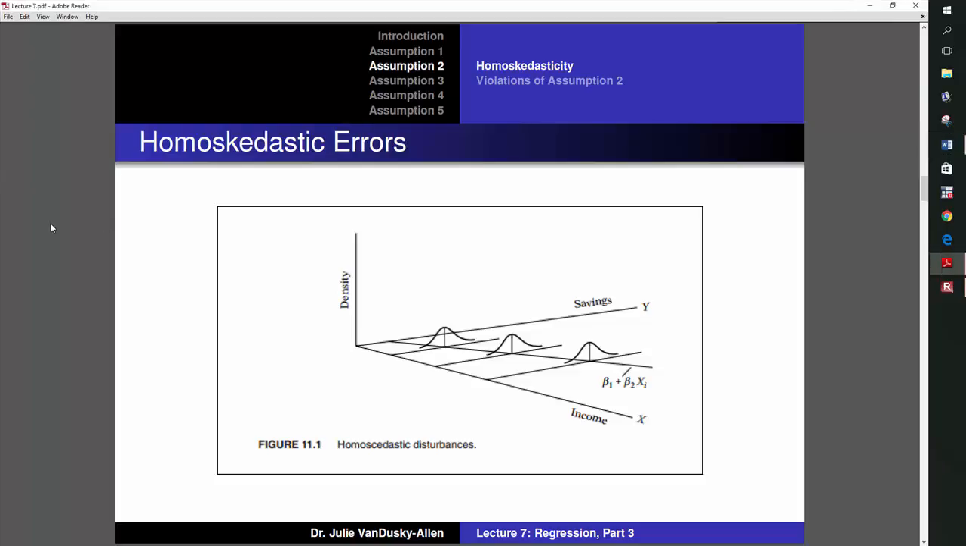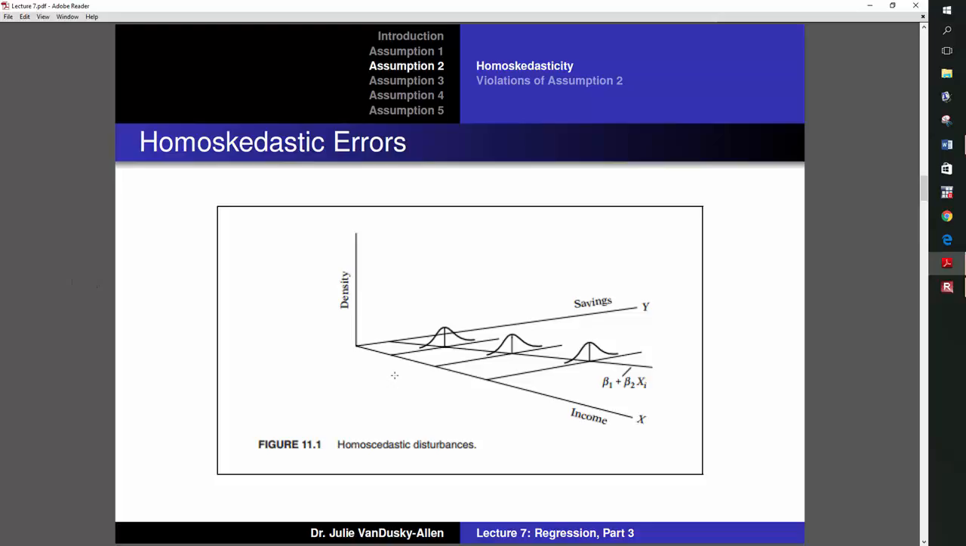This picture illustrates a model that meets the assumption of homoscedasticity. In this model, savings on the y-axis here is the dependent variable, and income is the independent variable. These lines represent different values of income. And these normal curves here represent the distribution of the errors for observations at those different income levels.